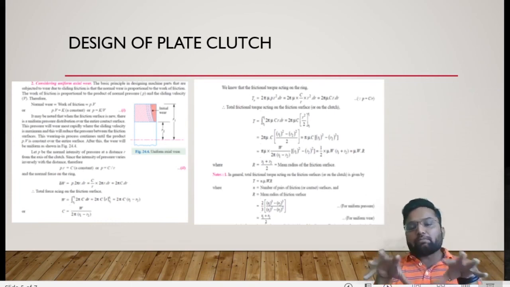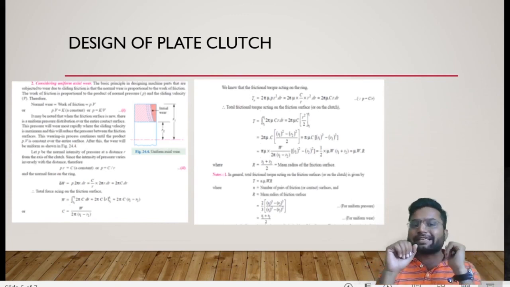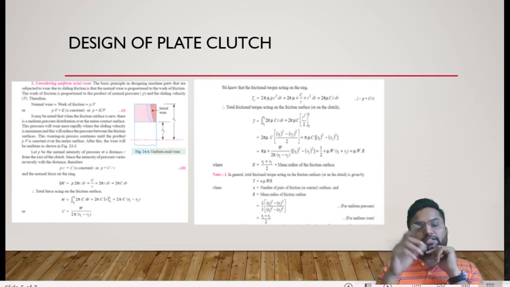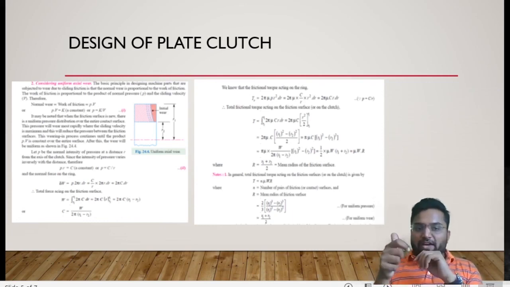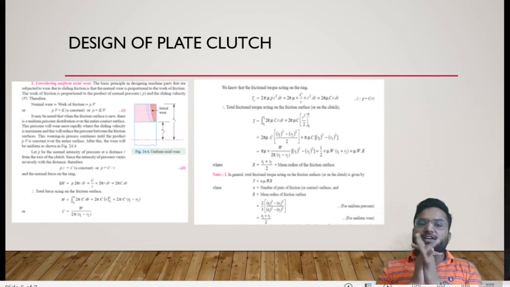Here we can compare the effective radii for both the cases. For uniform pressure theory, it is 2 by 3 times R1 cube minus R2 cube upon R1 square minus R2 square. And in the case of uniform wear theory, it is R1 plus R2 divided by 2. Clear? The most applicable theory is wear theory. Even in GTU examination, you will be asked to design a particular multi-plate or single plate clutch for the wear theory.